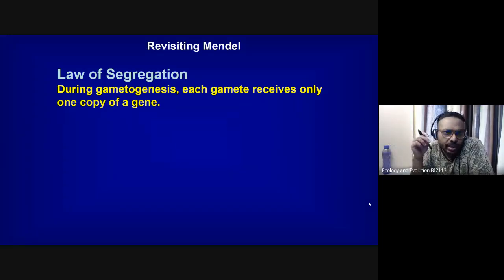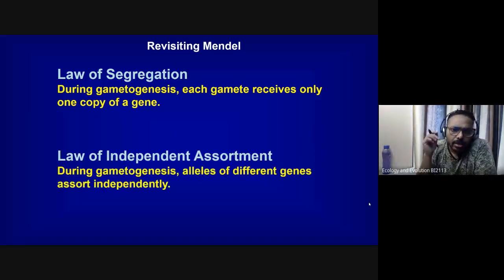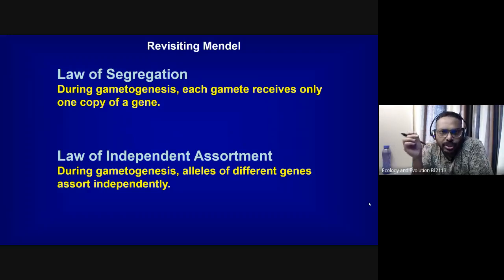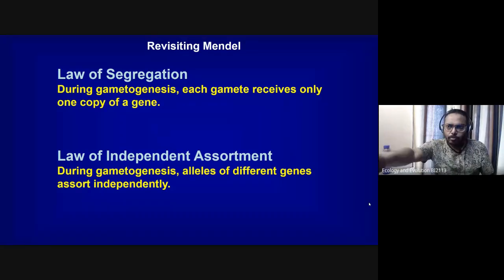One is the law of segregation, which says that in diploid organisms, when the gamete is formed, each gamete is going to receive only one copy of the allele. Normally, otherwise, they will have two copies. And the second was the law of independent assortment, which said that during gametogenesis, the alleles of different genes assort independent of each other, which means they behave as if you picked one of the alleles at a locus and another allele at a different locus, independent of each other.